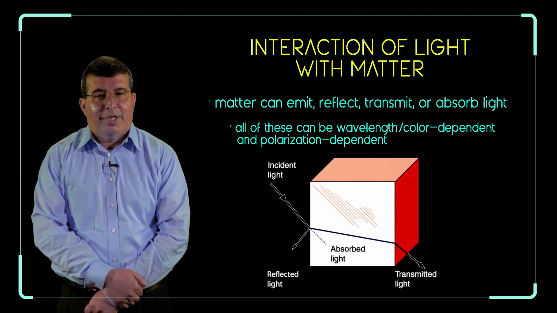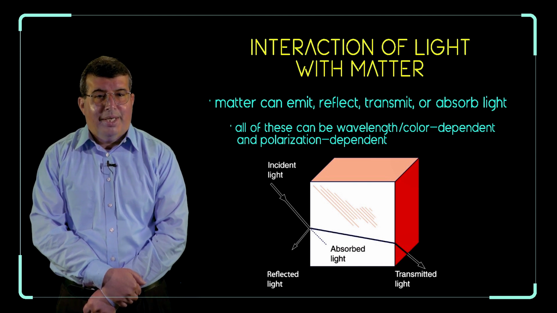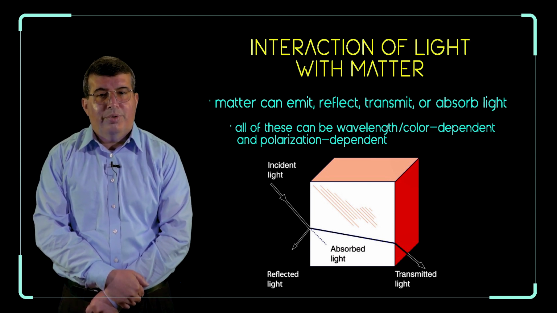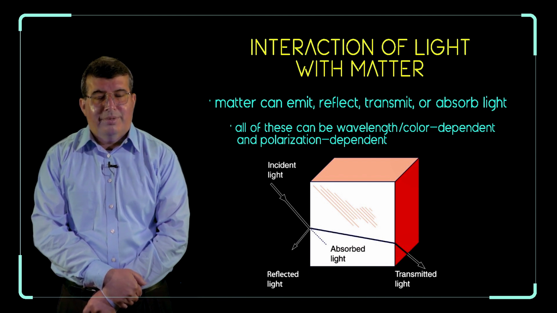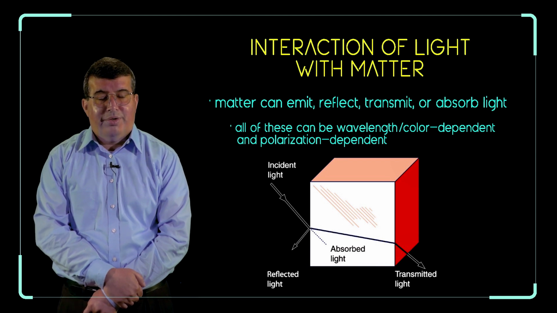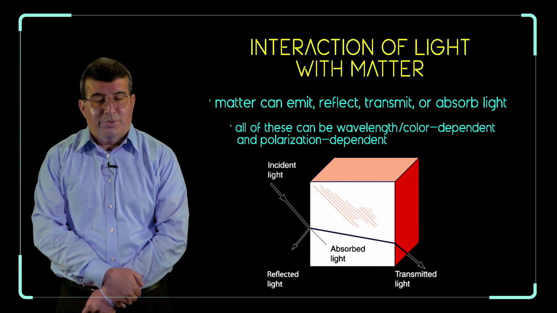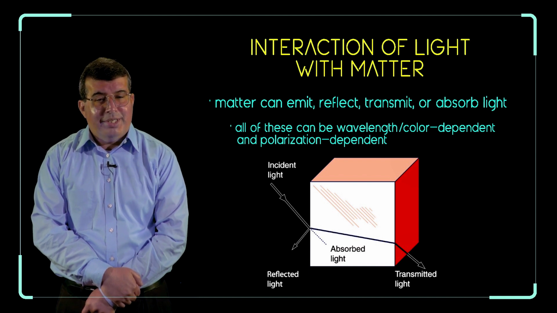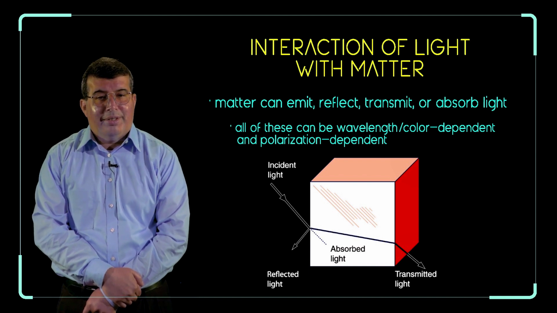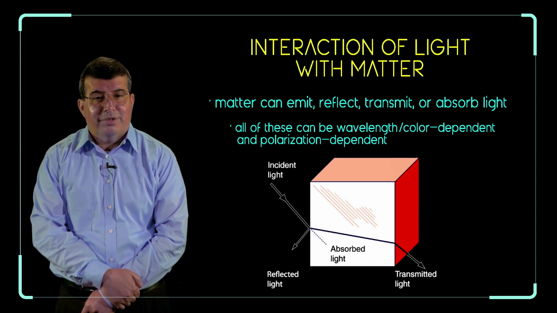We can also have the light penetrate the surface and be transmitted through the object. So the ray of light that goes through the object is transmitted, and some of the light can be absorbed by the matter. So this block of matter can reflect light, absorb light, or transmit light, or do all three at the same time. But first, that light had to come from somewhere. That incident light had to start from somewhere, and that would be light emission. So the first thing we're going to talk about is the emission of light by matter.